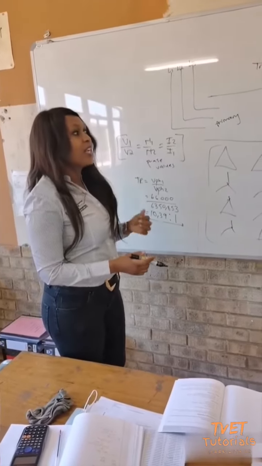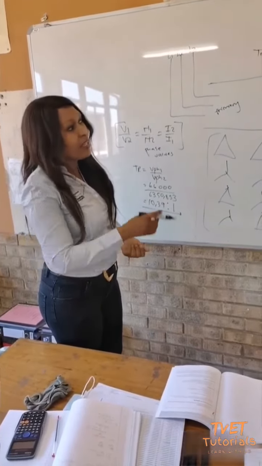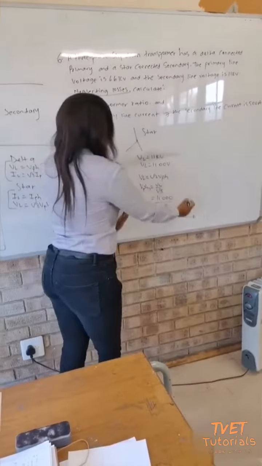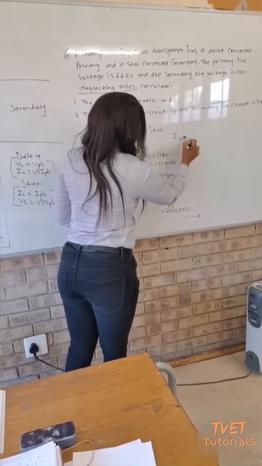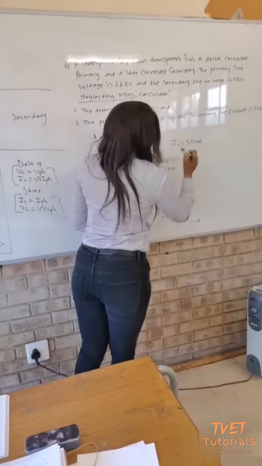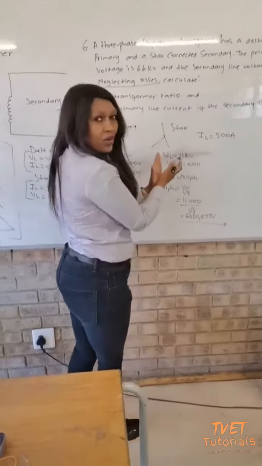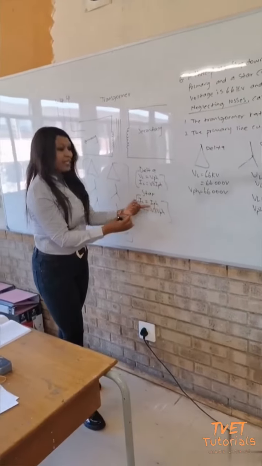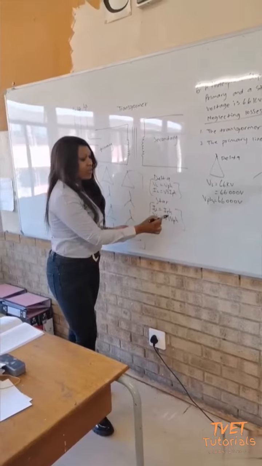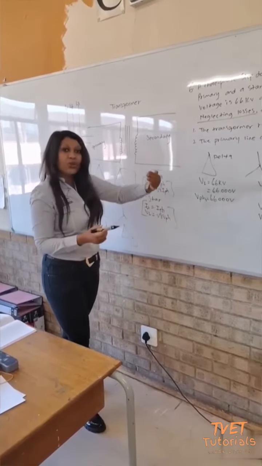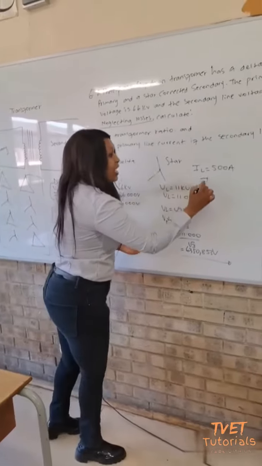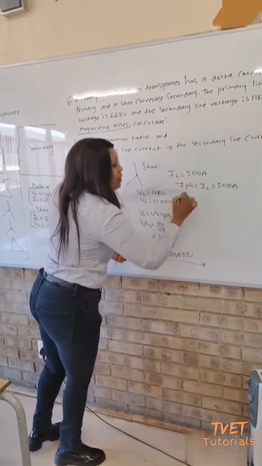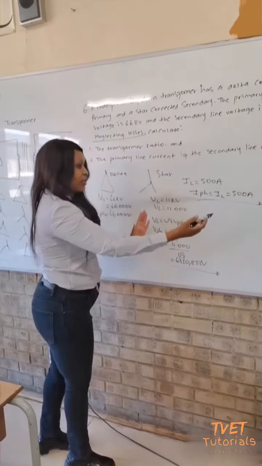Number 2, they want us to calculate the primary line current if the secondary current is 500 amperes. From the secondary side, we are given I line as 500 amperes. You check your star connection. In star, what does it say about line and phase current? It says line current equals phase current, meaning we do have a phase current on the secondary side. Our I phase equals our I line, which is also 500 amperes.